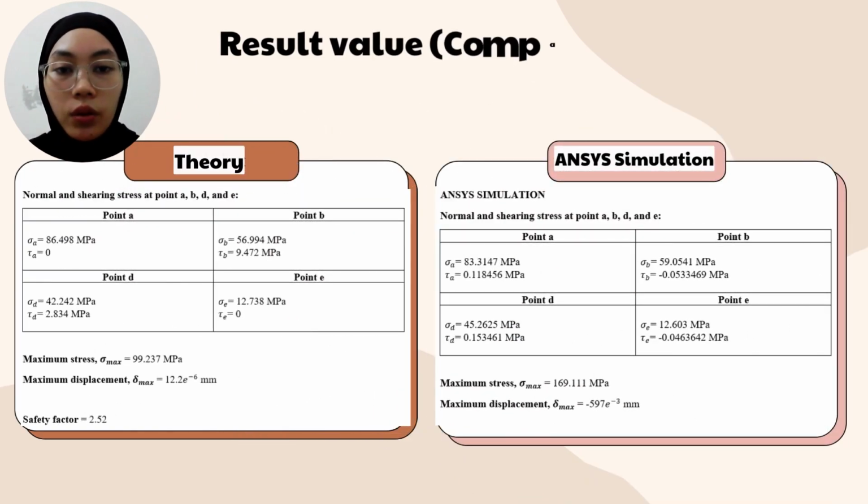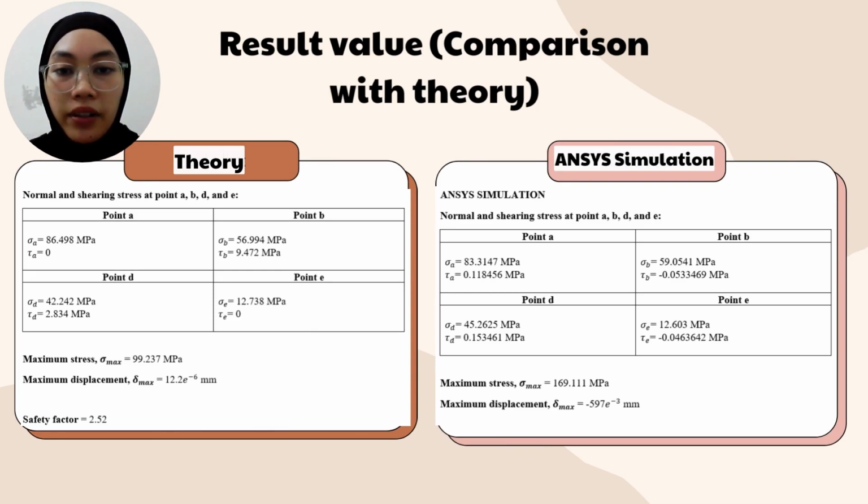This is the result value comparison with theory. For the theory result values, I already explained at the previous slide. I will explain the result values for the ANSYS simulation. For normal and shearing stress at points A, B, D, and E: for point A, we get 83.3147 megapascal and 0.118456 megapascal. At point B, we get 59.0541 megapascal and negative 0.0533469 megapascal.